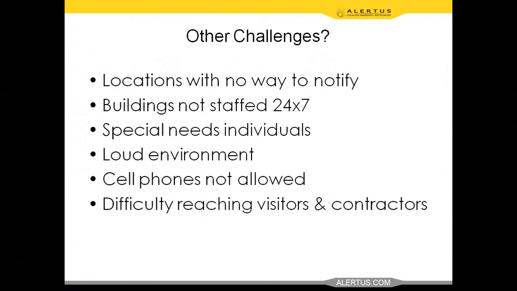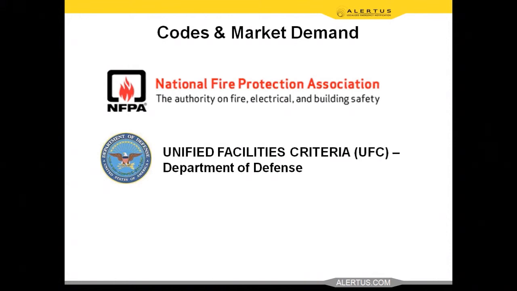How do you keep track of those and make sure those people are notified in addition to everybody else that's employed and signed up to be on your facilities? So there's really a lot of challenges out there that just a traditional text or email can't solve that Alertus can help to solve. As well as those challenges, we also see codes starting to evolve to make recommendations on how to solve those challenges.